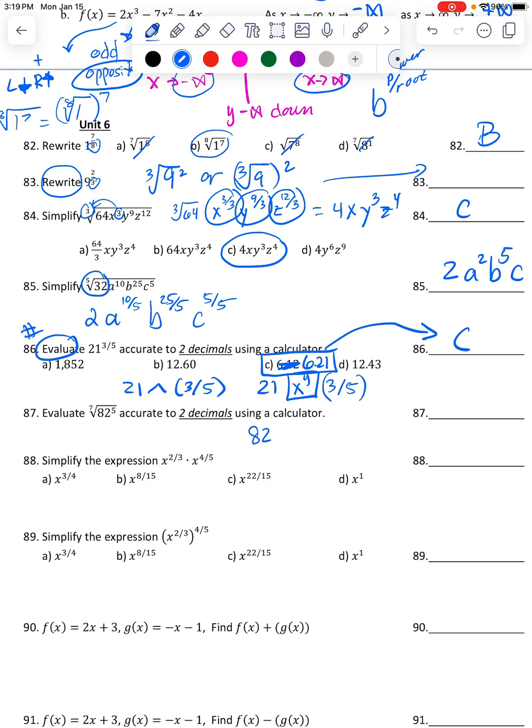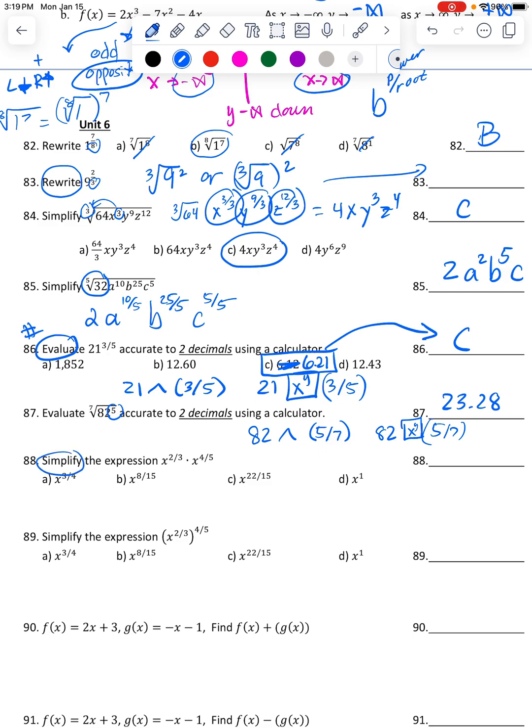Same thing here. 82 is going to get raised to the, now this is my power over root, so it's 5 over 7. Or you're going to be using that x to the y power button, and then have that 5/7. But you have to let it know that you're raising it to the 5/7 instead of the 7/5, and you should get 23.28 out of your calculator.